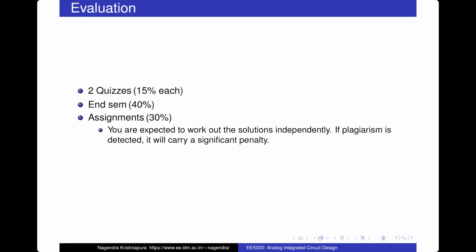And this will be the evaluation. The 2 quizzes will be for 15%, exam for 40, and then assignments for 30. But you are expected to do your own work. If you get caught cheating, there will be a significant penalty, and the penalty will go well beyond that particular assignment. It's not that you will get 0 and nothing else will happen. And this will apply to both the source and destination of the copying.